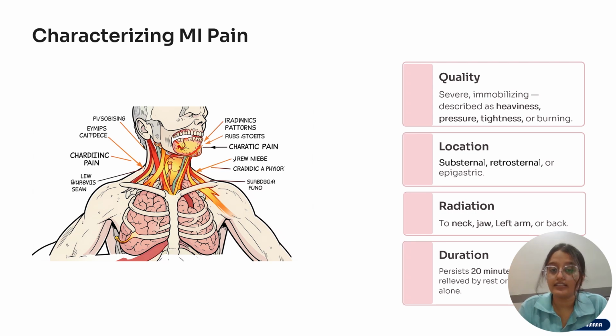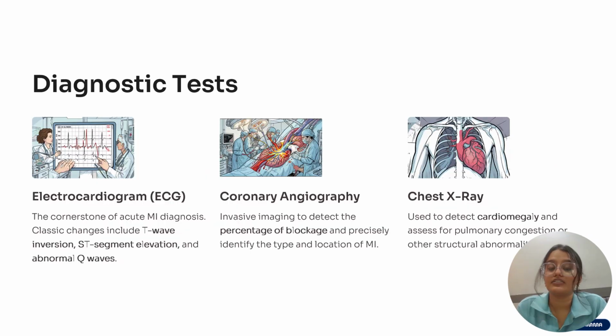Now, characterizing MI pain. Quality: severe, immobilizing, described as heaviness, pressure, tightness or burning. Location: substernal, retrosternal, or epigastric. Radiation to the jaw, neck, left arm or back. Persists more than 20 minutes and is not relieved by rest. Now, diagnostic tests: ECG, coronary angiography, and chest X-ray. On the ECG: T wave inversion, ST segment elevation, and abnormal Q waves.